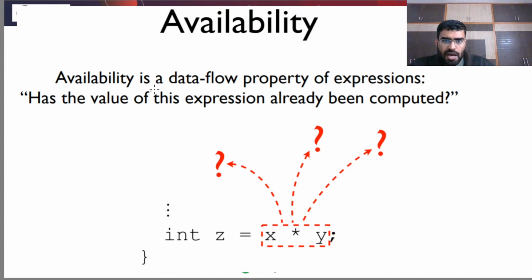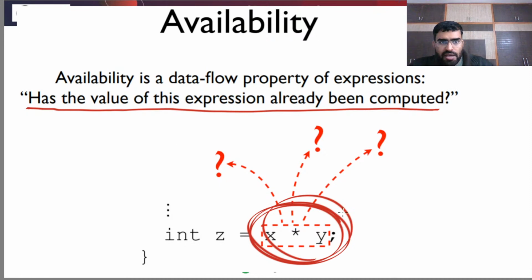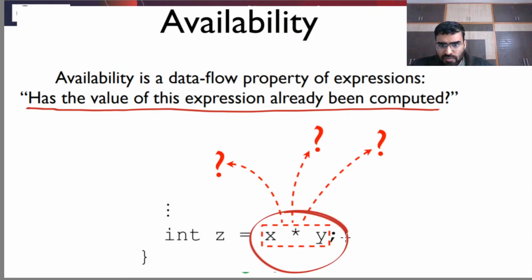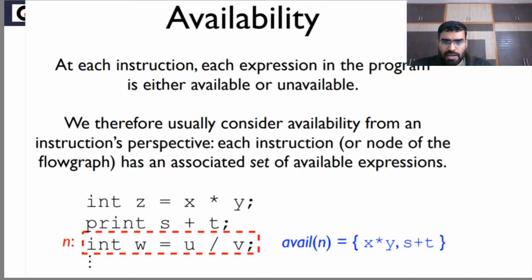So basically available expression means: has the value of this expression already been computed? This is important. For the expression x into y, what you will ask is: this value x into y, have we computed this value already? Means from somewhere, have we computed this? So this is the point. This is your available expression.